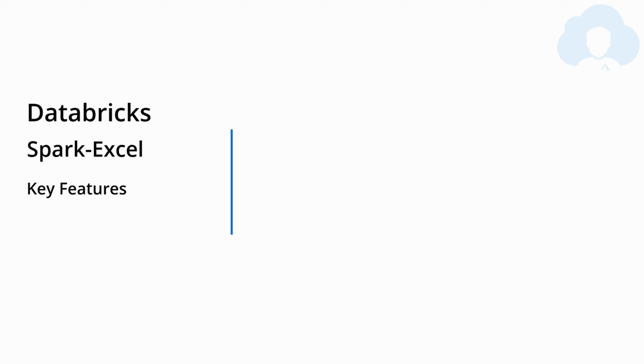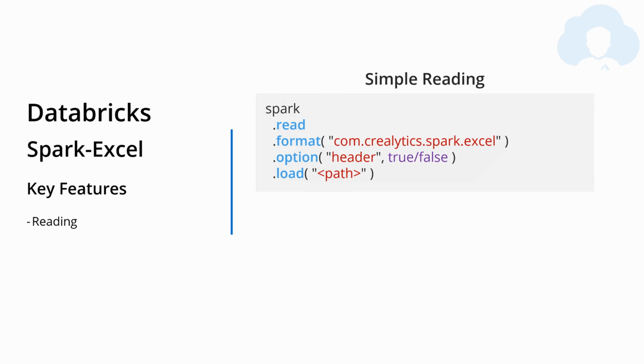So first of all, we need to always start with reading. The reading capabilities are fairly simple using this library. You simply call spark read, passing the format parameter by passing the full path to the library. Additionally, you need to add one option, header. This option is required. It has to be either true or false. And then use the load function with the path to the blob. Let's see how this works.